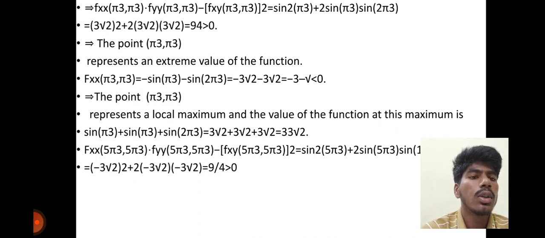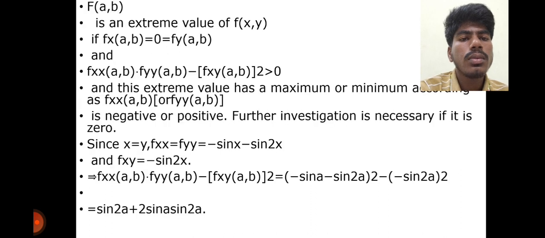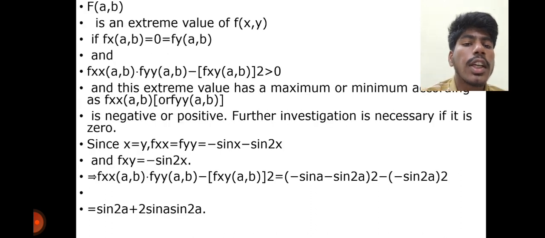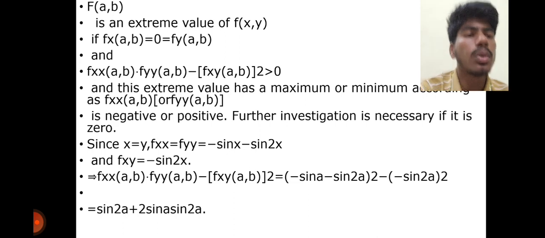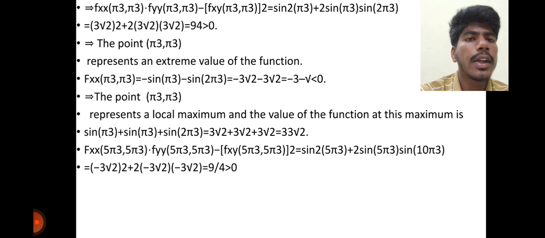equal to sin 2a into 5 pi by 3 plus 2 sin 5 pi by 3 into sin 10 pi by 3, that equal to here sin 2a plus 2 sin a into sin 2a. F double integration of pi by 3 comma pi by 3 into f double integration of y at pi by 3 comma pi by 3 minus f of x integration with respect to y at pi by 3 comma pi by 3 into 2, that equal to sin 2 into pi by 3 plus 2 sin of pi by 3 into sin 2 pi by 3.